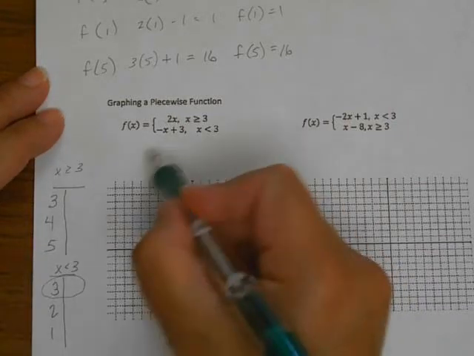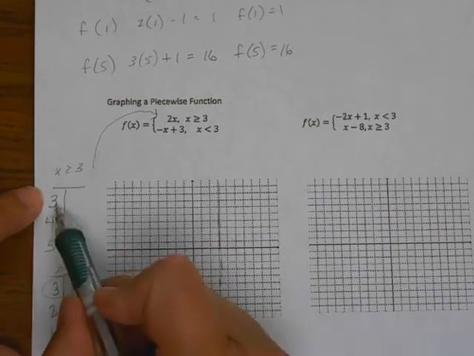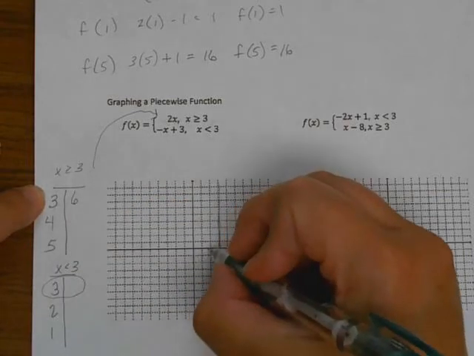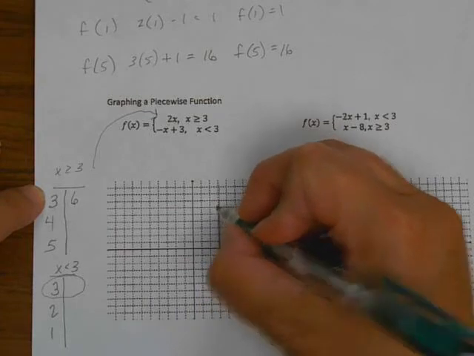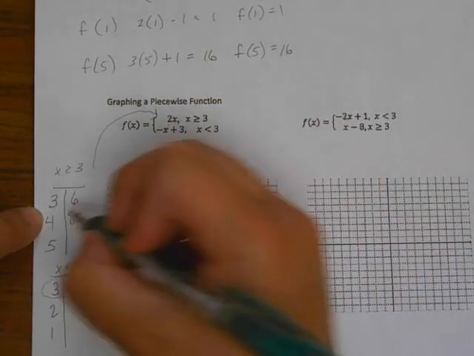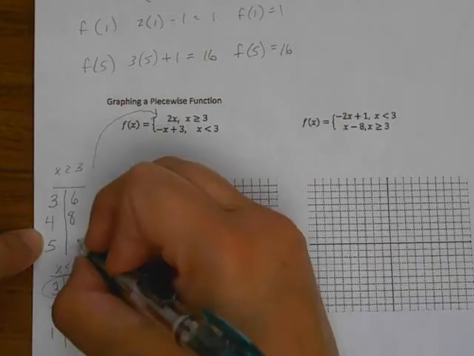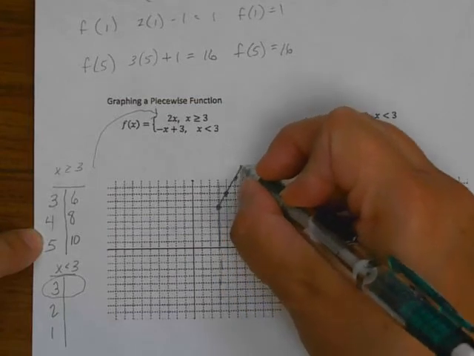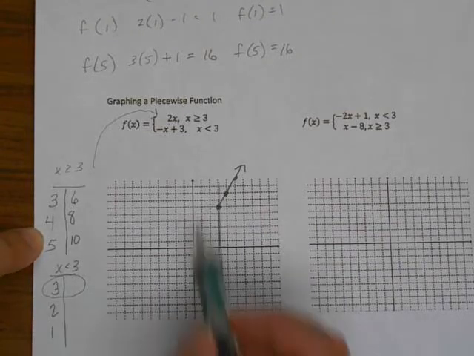Since this is the place where x is bigger than or equal to 3, I'm going to use this equation. So I'm going to have an input value of 3. 2 times 3 is 6. So I've got the point 3, 6 on my graph. I've got a point right there. Then 4. 2 times 4 is 8, so I have a point at 4, 8. 2 times 5 is 10, so I have a point at 5, 10. So on this side, the graph is going to look like this.